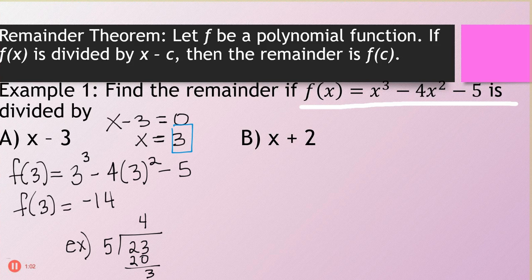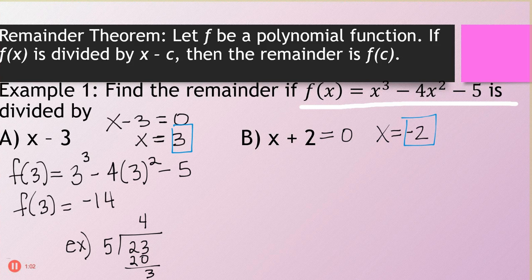So if I divide x minus 3 into x cubed minus 4x squared minus 5, x minus 3 is not a factor, so x equals 3 is not a root, and my remainder would be negative 14. So let's do the same thing with part B. Again, you want to take your factor, set that equal to 0, and that gives you x equals negative 2. So we're going to test negative 2.